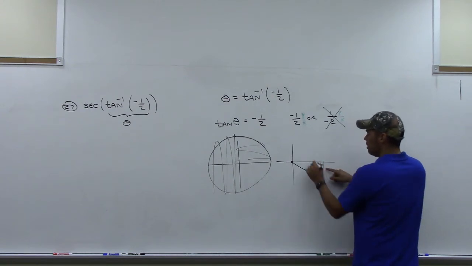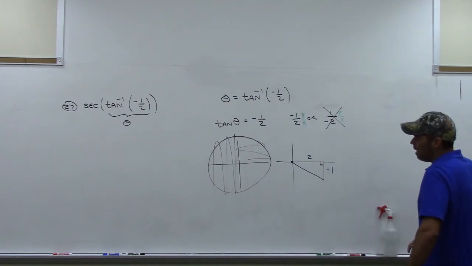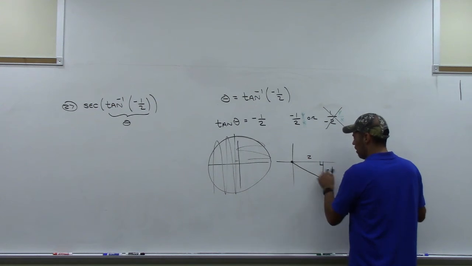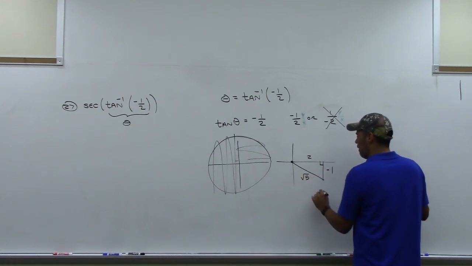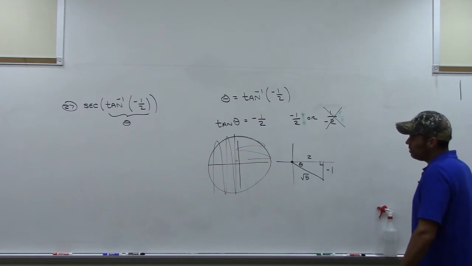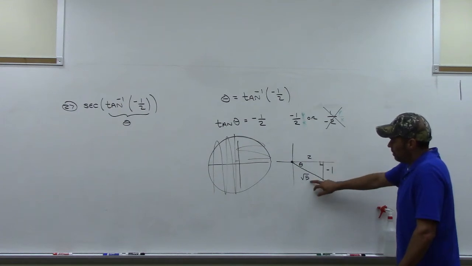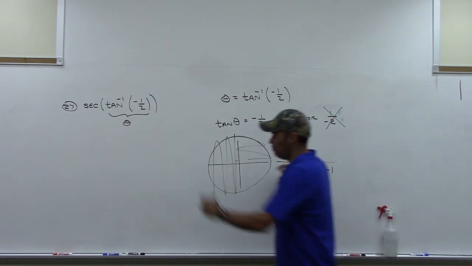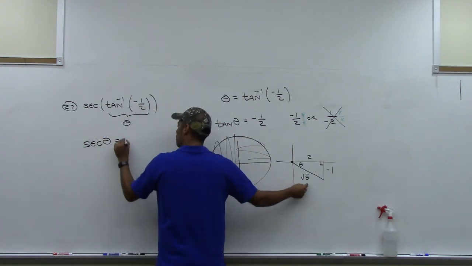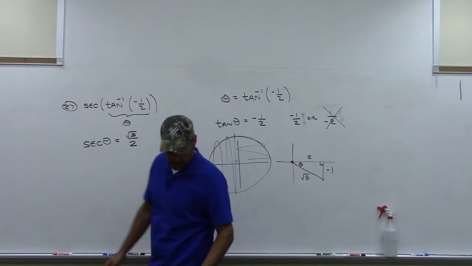Okay, so this is 2, this is negative 1. So we could get the hypotenuse here. The hypotenuse should be this squared plus this squared, so this should be root 5. This is our angle theta. And now if we want to know what secant theta is, it's the hypotenuse over the adjacent. So it should be this over this. Remember, secant theta is what we wanted here. I didn't write that down. So this should be the hypotenuse, root 5, over 2. That's a little tricky.